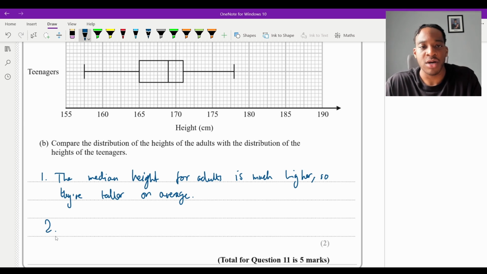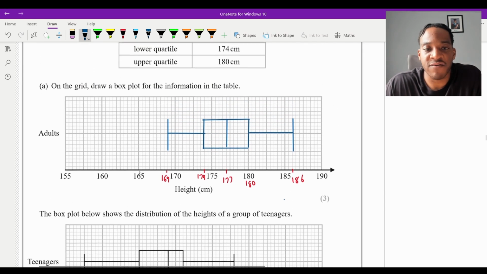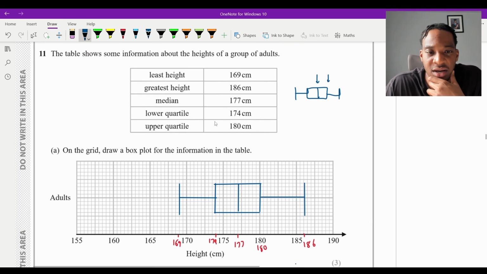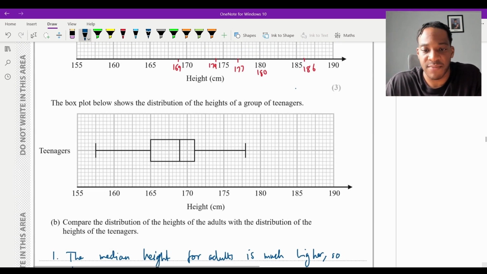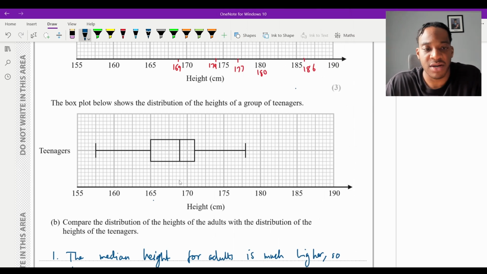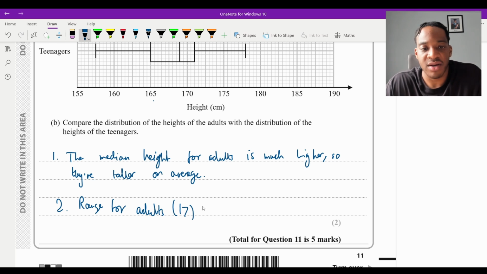Either or, doesn't matter. So what we can see here is that, for example, we can work out the range. The range for this one is going to be the greatest height minus the lowest height, which is going to be 186 take away 169. So this is 17, yeah? So you could say range for adults, right? Which is equal to 17. I'll put it in brackets here.